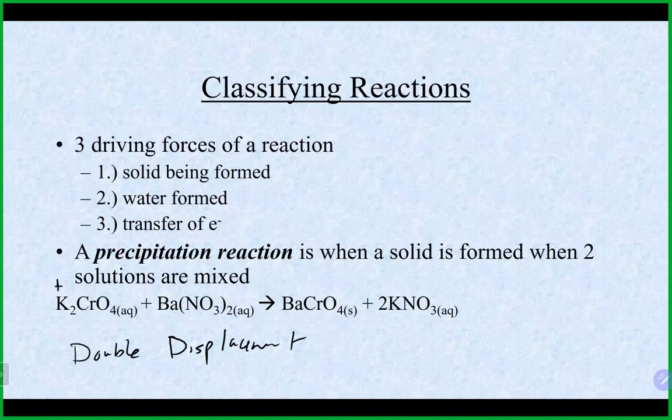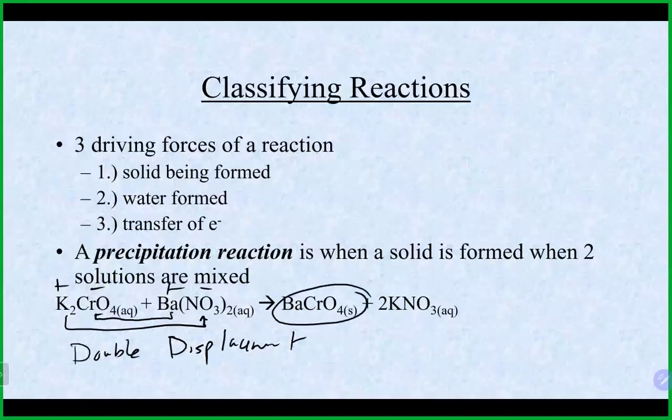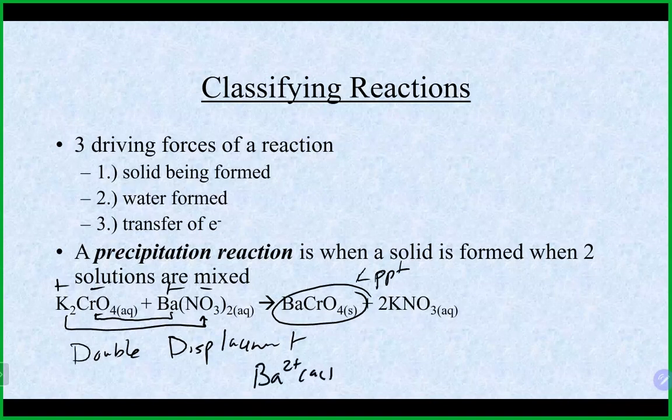And once again, positive, negative, positive, negative, positive guys switching partners. And right here is our precipitate being made, our solid being made here. So if you went from your total ionic equation to your net ionic equation, what you would end up with in this case is, when you mix those 2 solutions, the barium ion from the barium nitrate will go find the chromate ion from the potassium chromate. And it is those 2 guys that will come together to make this solid.